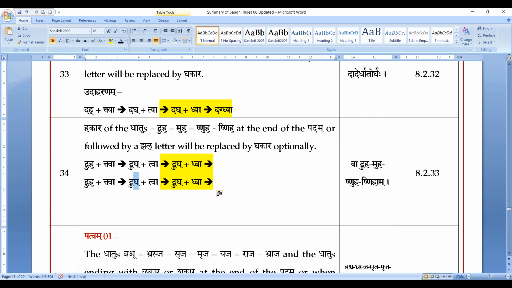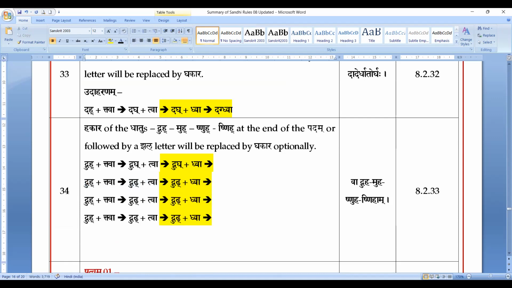This rule gives an optional form. Therefore, replace hakara by dakara. Drud plus dva. Then drud plus dva, what will happen? That we will see later. You understand? Is it clear? Yes, Guruji. I'm not writing the final form, that we will see later.